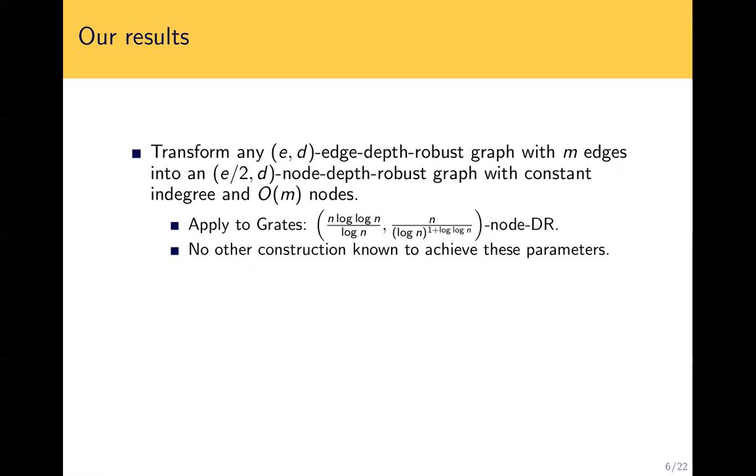The result of our research is a transformation that takes an (e,d) edge depth robust graph that has m edges into an (e/2,d) node depth robust graph that has constant indegree and order m nodes. As a specific example, if you apply it to the Alwen et al. construction, we get a node depth robust graph that has certain parameters here, and no other construction is known to achieve these specific parameters. Later in the talk, we'll get to why these specific parameters are important. But yes, ours is the first known example of a graph that has these parameters.